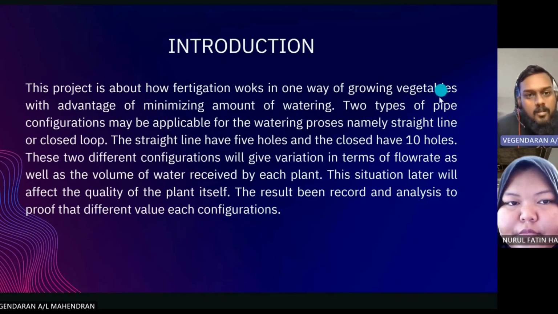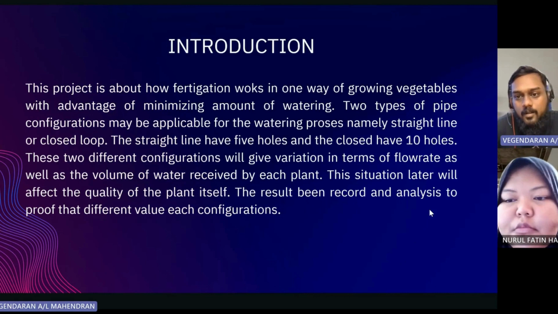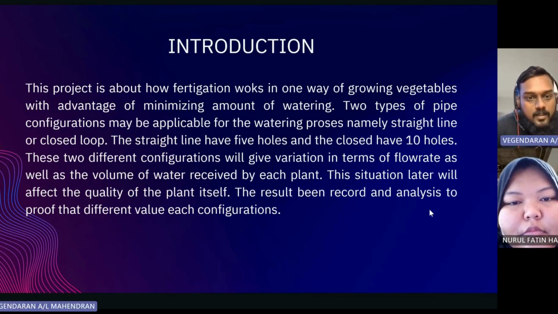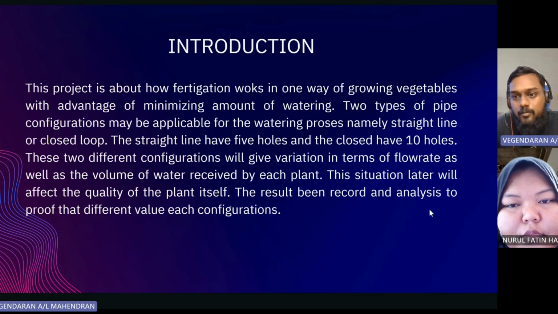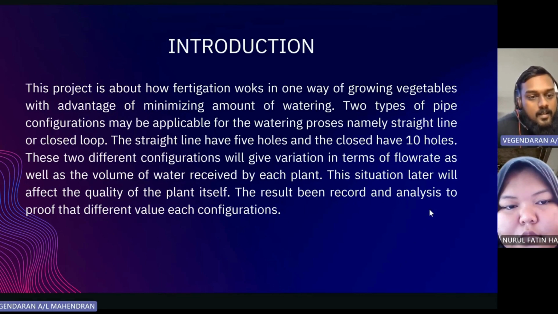Introduction. This project is about how fertilization works in a way of growing vegetables with the advantage of minimizing the amount of watering. Two types of pipe configurations may be applicable for the watering process, namely straight in line or closed loop. The straight line has 5 holes and the closed loop has 10 holes. These two different configurations will give variation in terms of flow rate as well as the volume of water received by each plant. This situation later will affect the quality of the plant itself. The results have been recorded and analyzed to prove that each configuration has different values.